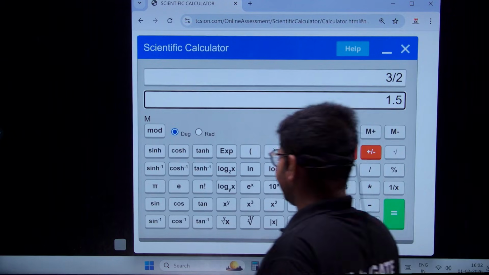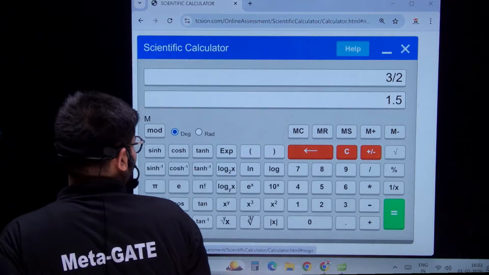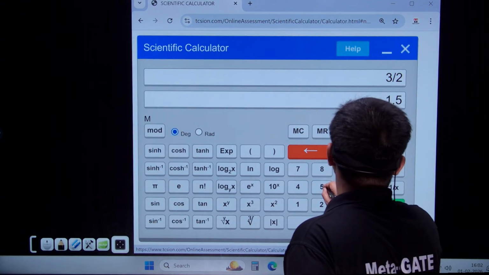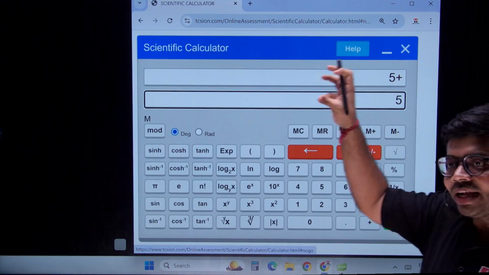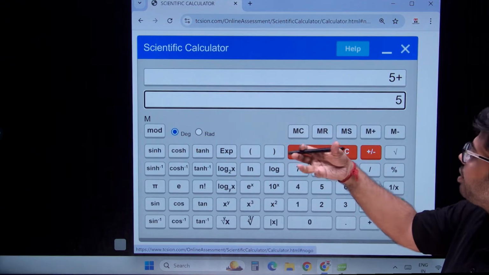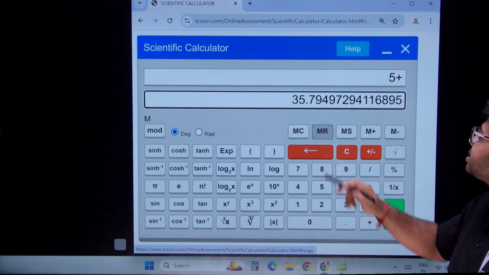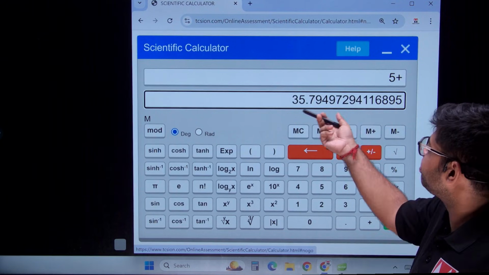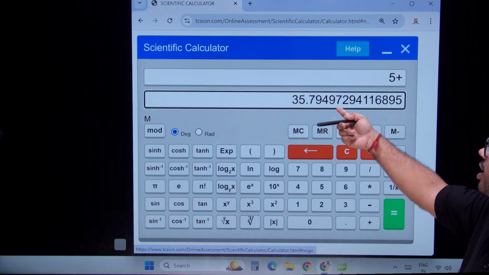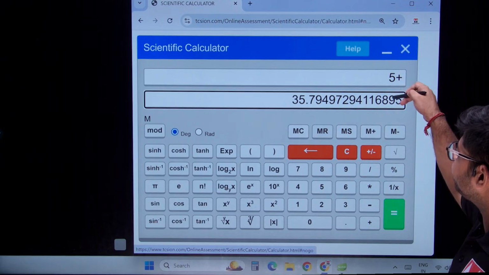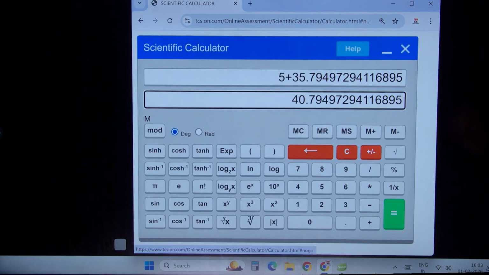I am going to again press the plus sign and followed by 5. Okay. So now I'll press on 5 plus. So with this 5, I want to add everything that is stored in the memory. So now I have to recall from the memory what is stored. So I'll just press on MR and see what happens. So this MR has come. See, my total result excluding this 5 was nothing but this 35.7949 whatever is coming. Now I am adding 5 with it. So if I add 5 with it, it is going to give you the final result which is 40.794.